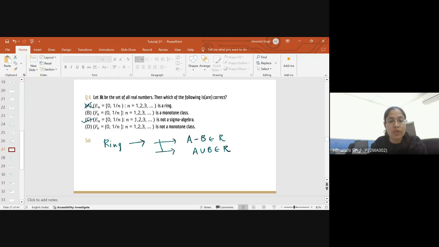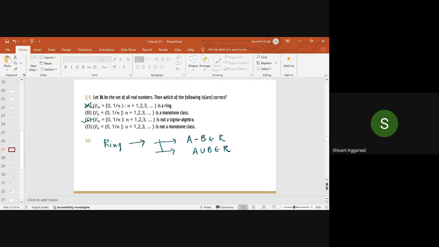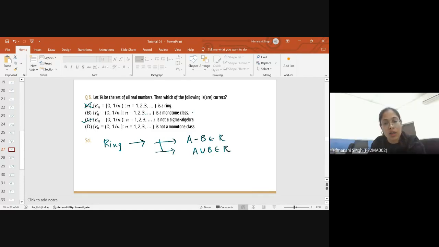Okay, so the limit should be in the set, but in this set Fn, phi is not there. So basically, it is not a monotone class. So this option is also incorrect. So from that we can say this option D is correct for us.